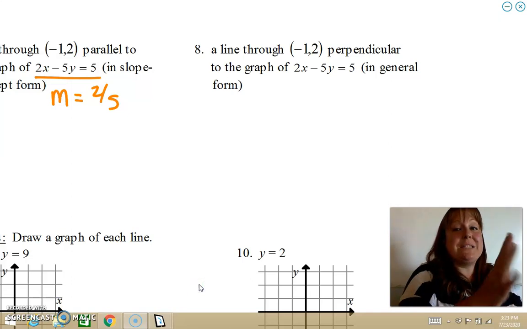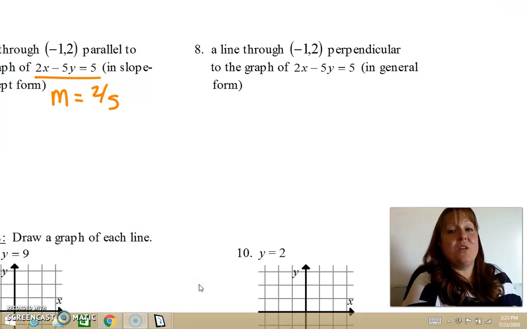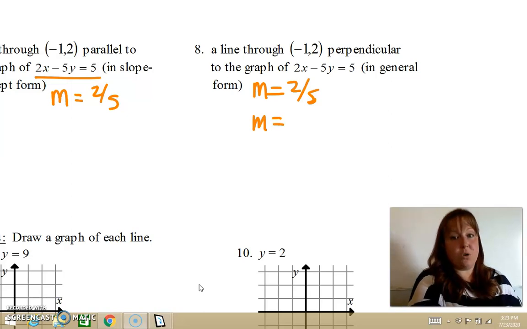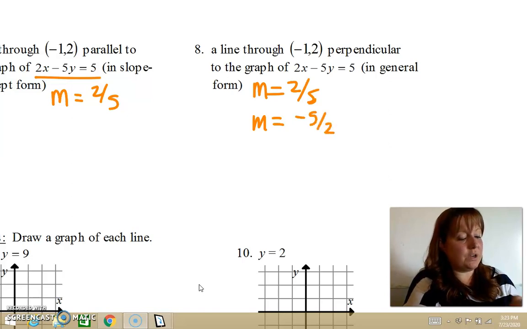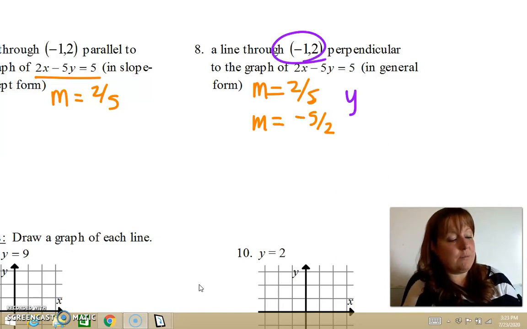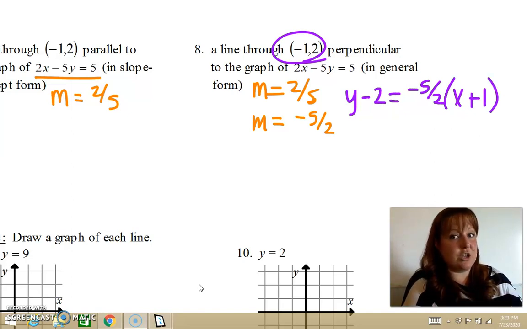Now we're doing a line that's perpendicular to that same graph, and we have that point. So we know that the slope of the line is 2/5, right? So a perpendicular slope would be the reciprocal, which means we flip it, and the opposite. So negative 5/2. So we're going to need a line that has a slope of negative 5/2, and that goes through the point negative 1, 2. So that's y minus 2 equals negative 5/2 times x minus negative 1, which is plus 1, and they want it in general form this time.